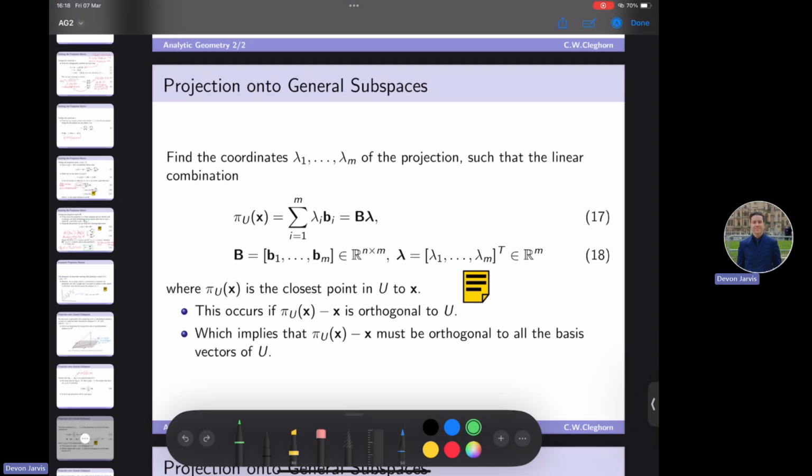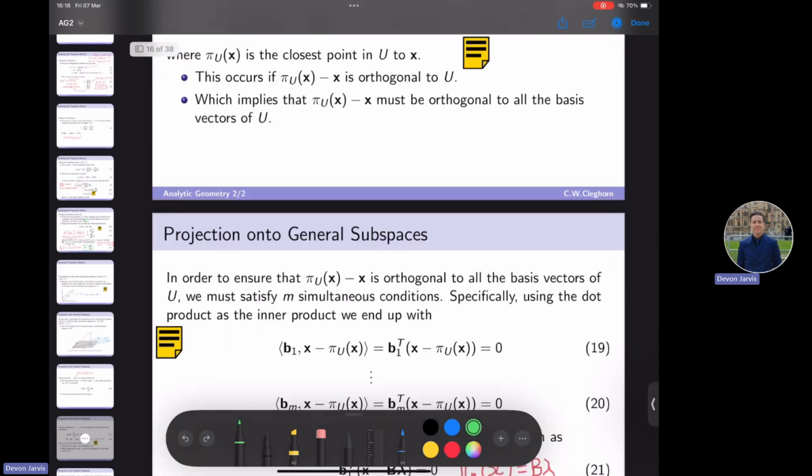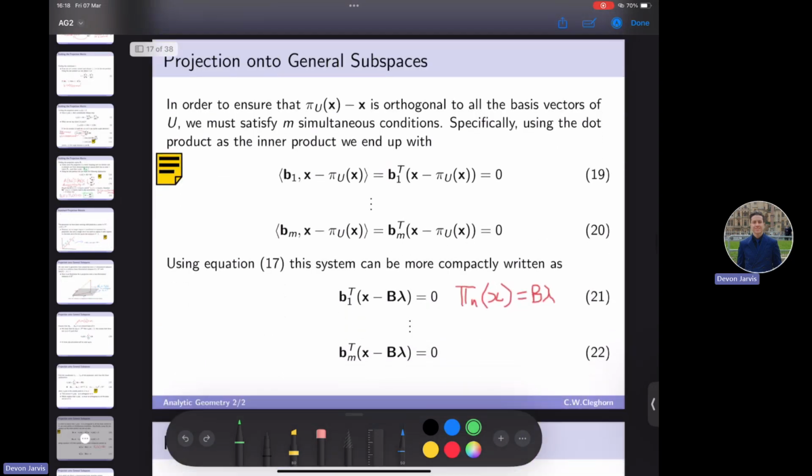Okay. This occurs when the projection minus x is orthogonal to u, and so this applies that pi of u of x, the projection onto the subspace, minus x must be orthogonal to all basis vectors of u. I did mention that already. So to start off with, we're going to say, well, it needs to be orthogonal to all my basis vectors. I'm just going to write it out as that literally.